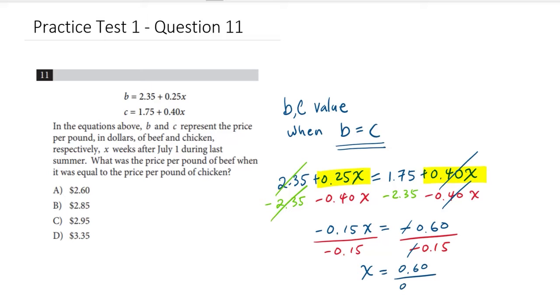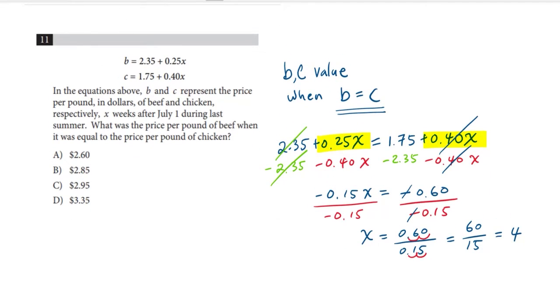0.60 over 0.15. Since they both have decimals, we can move the decimal places the same number of places, so we can move two decimal places, and we have 60 over 15, which is just a 4. Okay, so we have x as a 4, which is not the answer for this question. We actually have to find what the B or C is. So we can either plug that x value into the first equation or second equation, doesn't really matter because B and C are basically the same value.